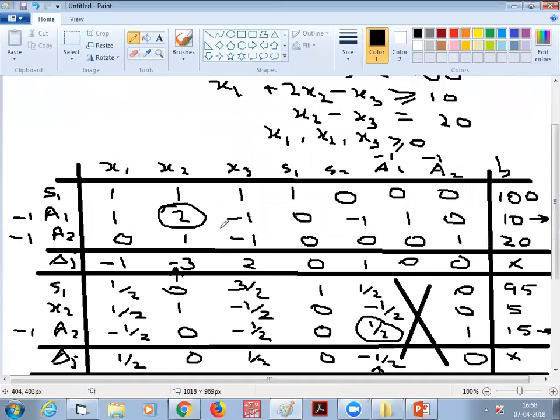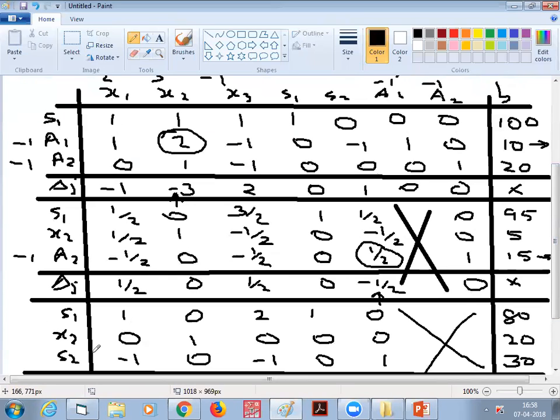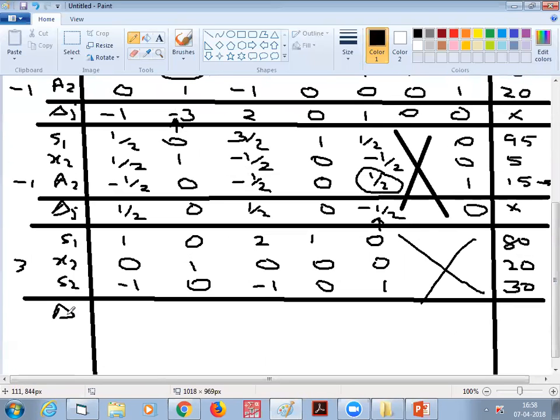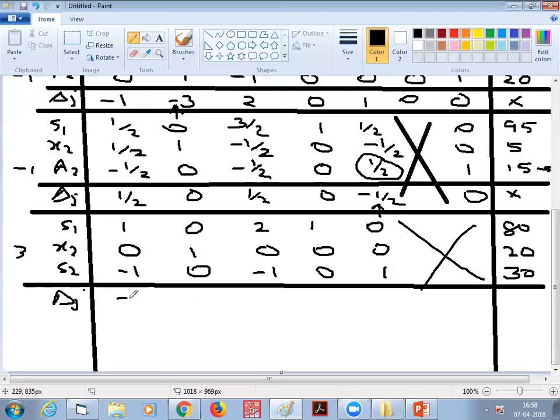Okay, now what we do, we bring back Cj. So 2, 3, 1, minus 1, 2, 3, and minus 1 here. And now we have just a 3 here. So what is delta j? So 3 into 0 minus 2 is minus 2. 3 minus 3 is 0. This is 0. Minus 1 is plus 1. This is 0, this is 0, and this is 60. Is it optimal? No.